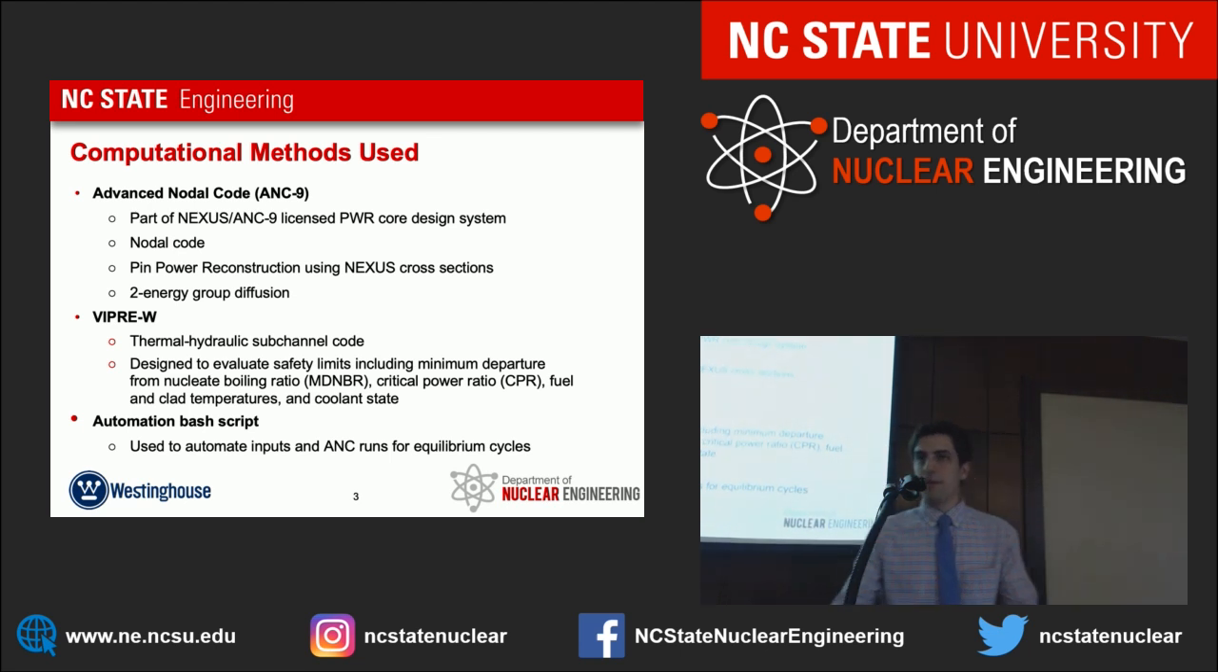You can see here a list of our computational methods used. Primarily, we used ANC9, Westinghouse's core design code. That's Advanced Nodal Code 9. It is a three-dimensional nodal code using two-energy group diffusion. We also want to analyze the thermal hydraulics, like Cameron said. ANC9 does come with a simple thermal hydraulic package, but it is only one-dimensional and does not analyze transients. So in order to get our thermal hydraulic data, we used VIPRE-W, Westinghouse's thermal hydraulics code. Using that, we got our minimum departure from nucleate boiling ratios and critical power ratios, as well as fuel and clad temperatures.